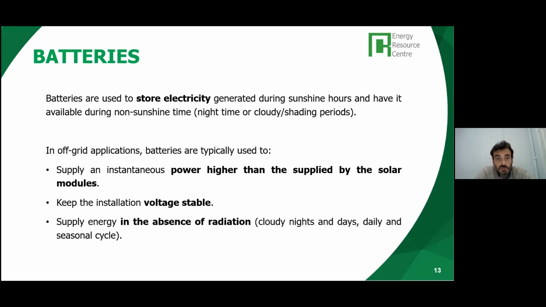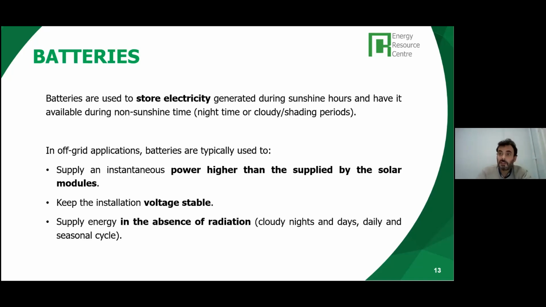For off-grid applications, what we want batteries to do is to supply instantaneous power that could be higher than the power supplied by the solar modules. So batteries not only store electricity, but can also give us higher power availability than the power that the PV modules are generating. Pablo Munoz, engineer from Studer, mentioned this possibility on Wednesday, as one of the reasons why we use DC coupling in mini grids.